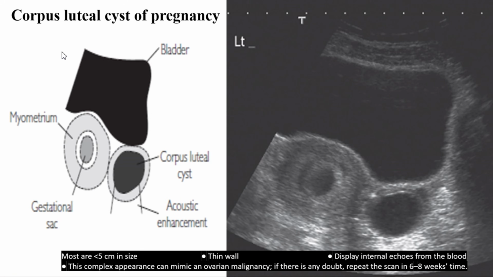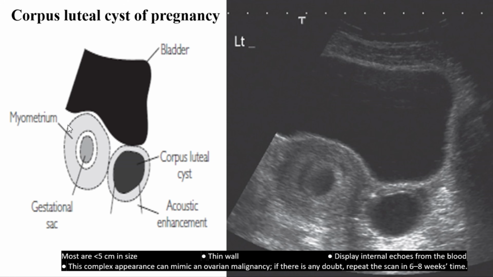And now we are going to discuss another early pregnancy anomaly, which is the corpus luteal cyst of pregnancy. After fertilization, the corpus luteum persists due to the beta HCG, and in this condition the bleeding occurs into it. Often it causes pain, and it most commonly resolves spontaneously after a few weeks.